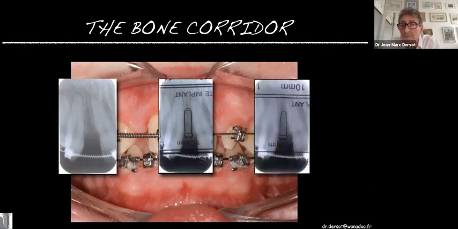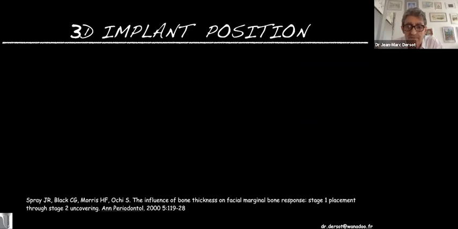A lot of companies propose those tapered implants, and they say that one of the indications of the tapered implant is to replace an anterior upper tooth, taking into account the fact that the bone corridor is a little narrow. But even in this clinical situation, it's quite impossible to insert a tapered implant.